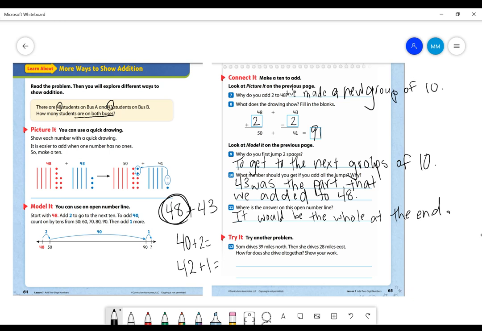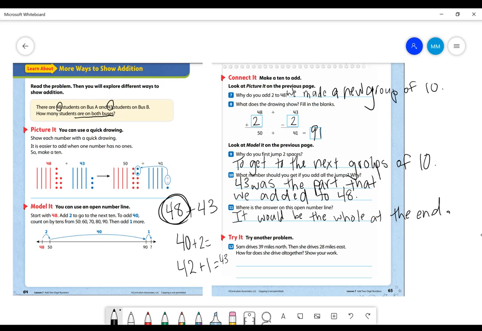Plus 1 more because we had 43 altogether, right? We had to add 43 to 48. We just broke 43 into smaller pieces, and we added that 1 to make 91.